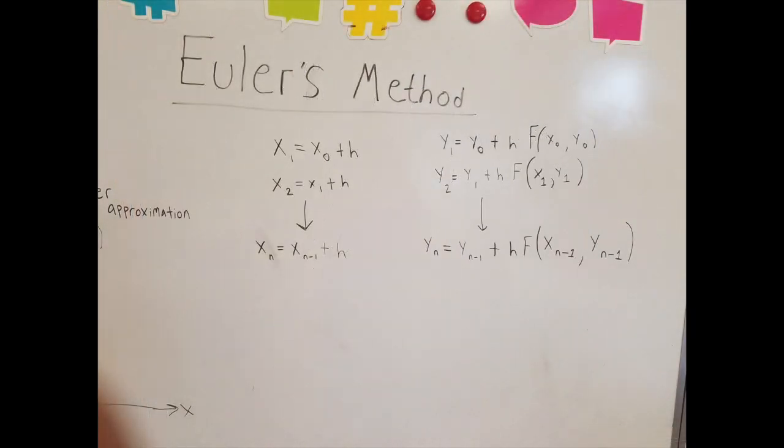With Euler's method, you can plug into parent functions that give approximations to the exact solution of a differential equation. For the x direction, the parent function is x sub n is equal to x sub n minus 1 plus h. And in the y direction, y sub n is equal to y sub n minus 1 plus h times capital F of x sub n minus 1, y sub n minus 1.